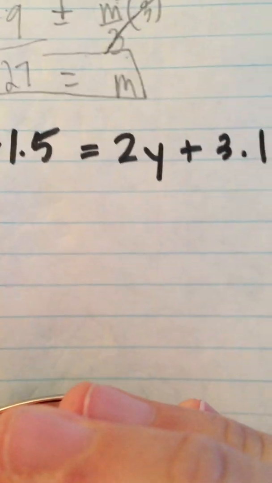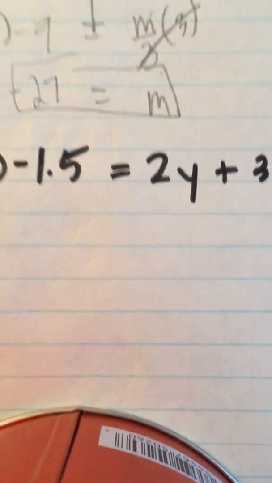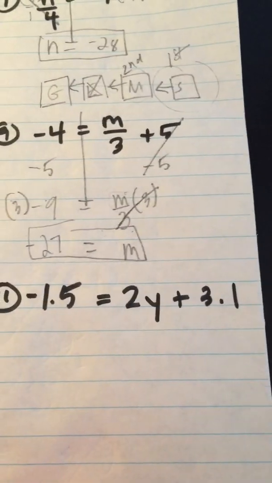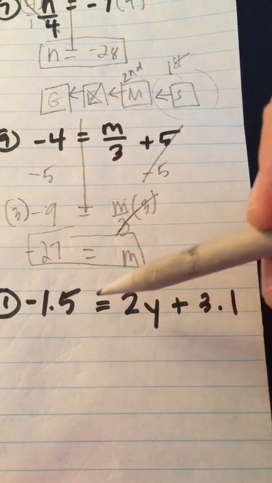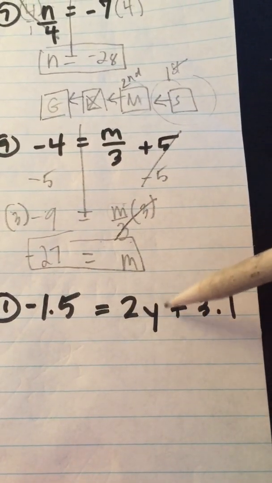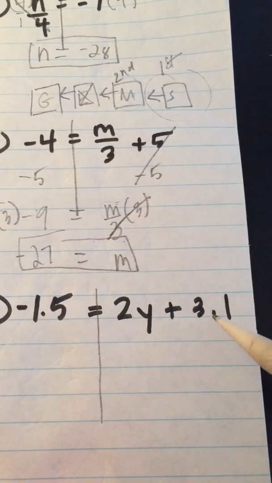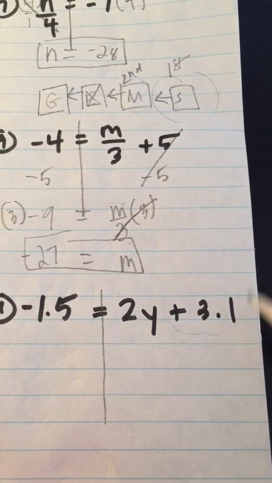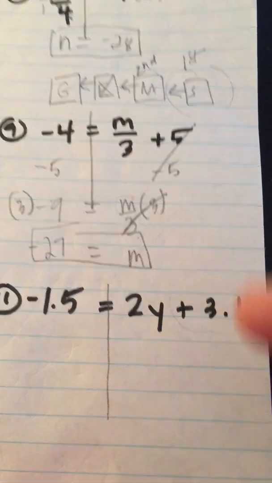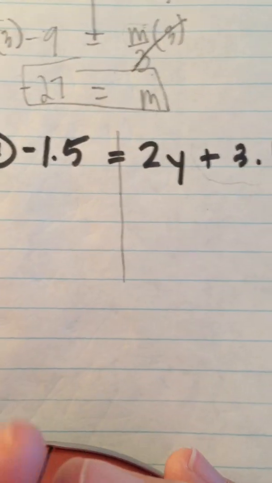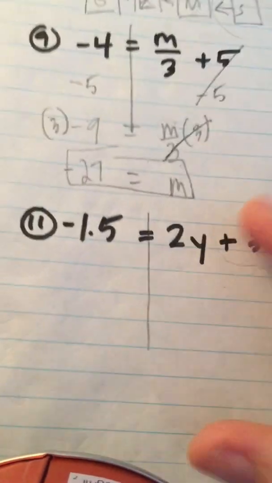Number 11. It's kind of big, so I have to hold this up a little bit. All right. Negative 1.5 equals 2y plus 3.1. Two sides. I'm going to add and subtract first. So I'm going to get this term away from my variable. Let's see if I can do this without my paper wobbling. I need an extra hand.